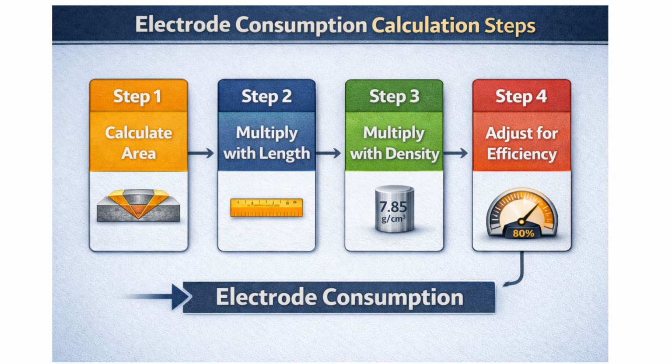Here are some tips. Always include reinforcement and root gap in calculations. Use the correct density for your weld metal. Don't assume 100% efficiency. That only happens in perfect conditions. Calculating electrode consumption saves time, money, and surprises on your welding project.